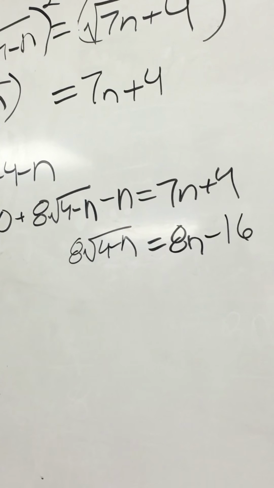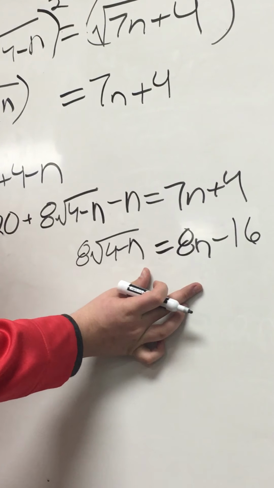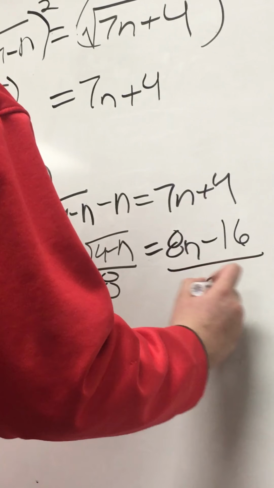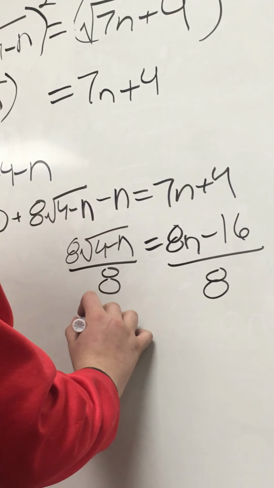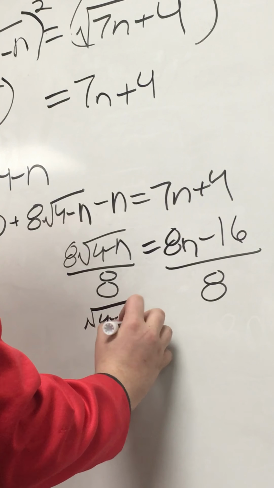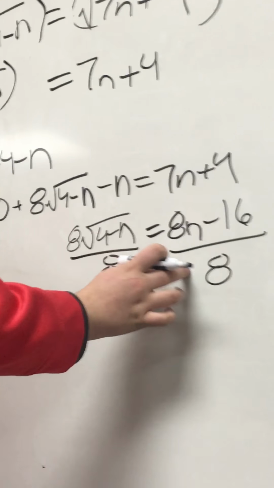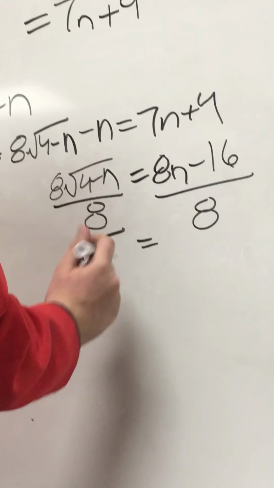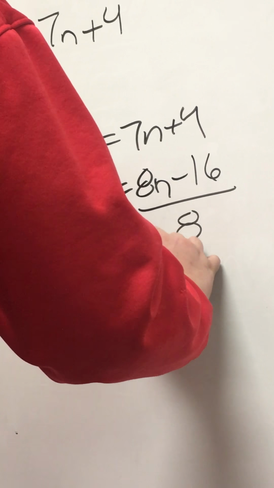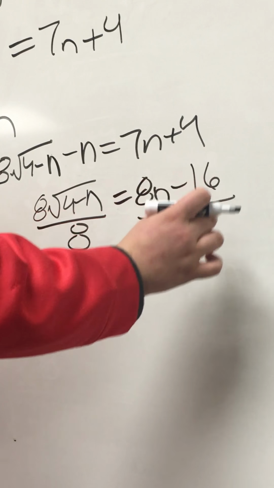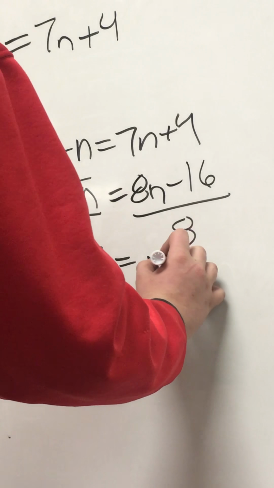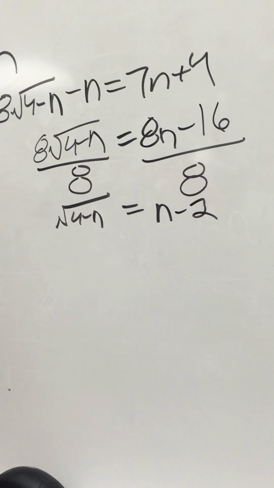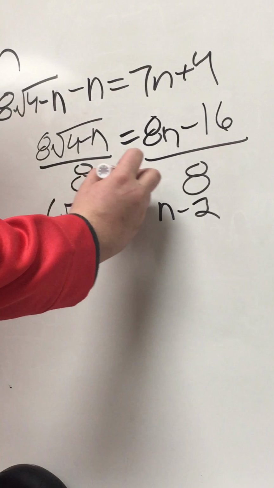Alright, so now I'm going to divide by 8 to get that out of there. So I'm left with square root of 4 minus n equals 8n divided by 8 is n, and negative 16 divided by 8 is negative 2. Alright, now I gotta square both sides to get rid of that square root.